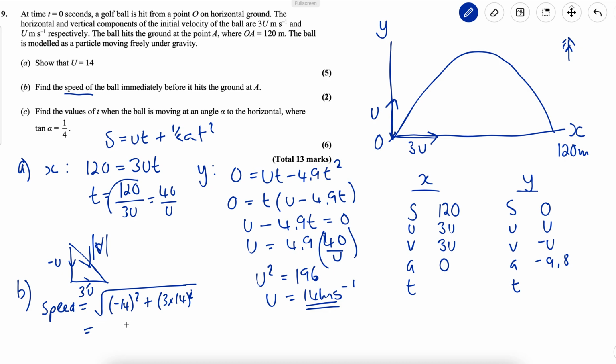And that gives me 44.3 meters per second.